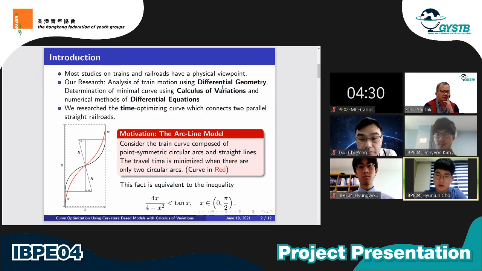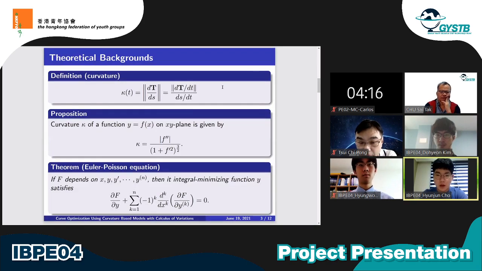Our motivation is the arc-line model, which is composed of 2-point symmetric circular arcs and straight lines. In this case, the travel time is minimized when there are only two circular arcs. These are some theoretical backgrounds. We use the curvature and the Euler-Poisson equation, which is a method of calculus of variations.